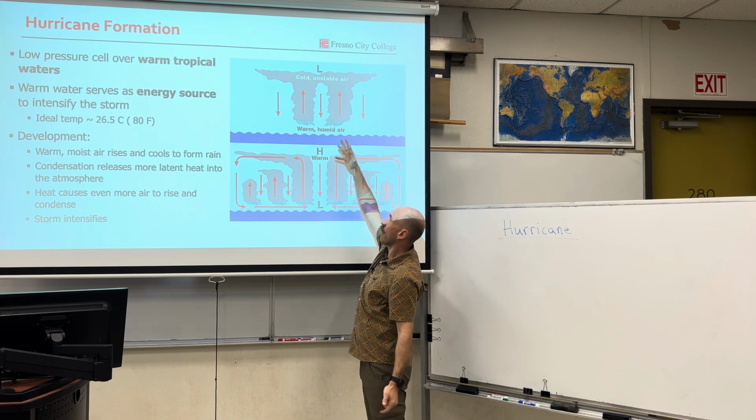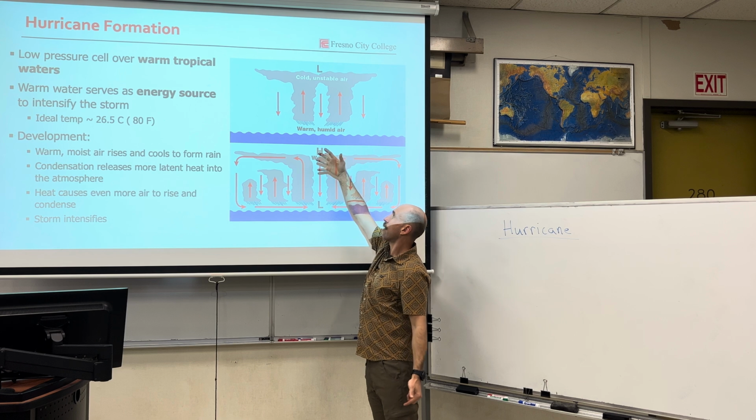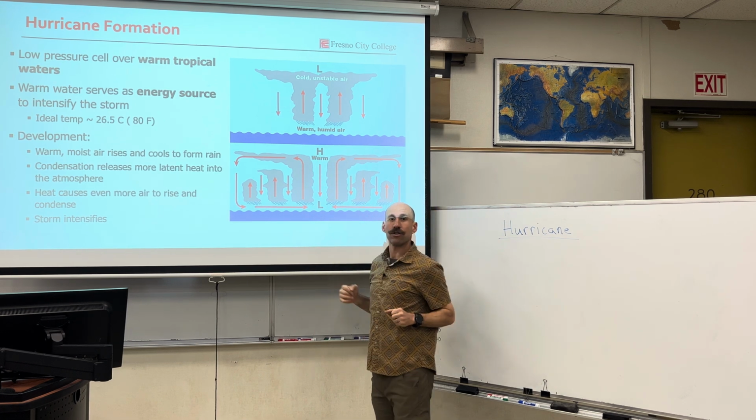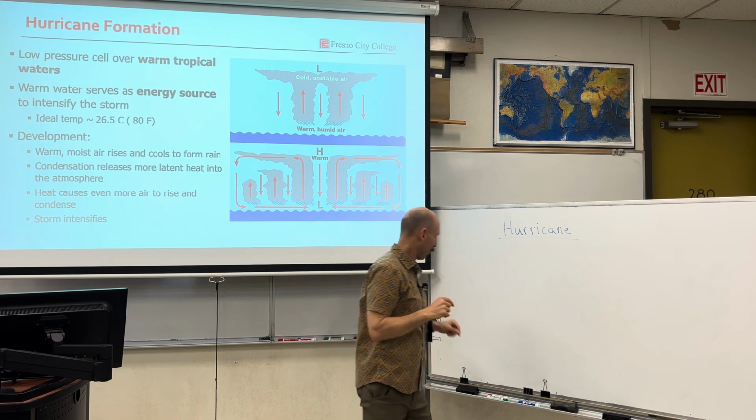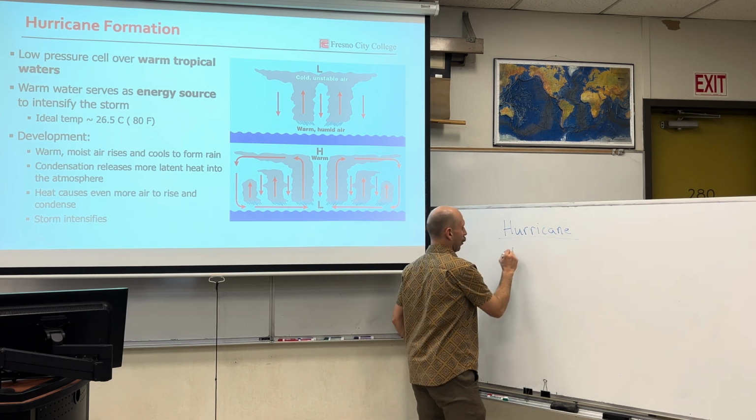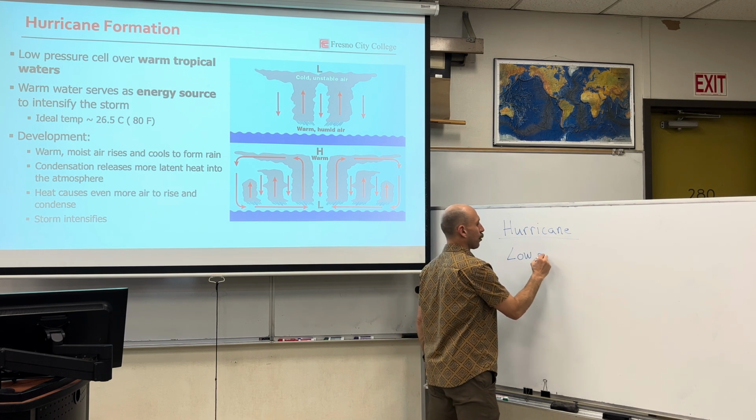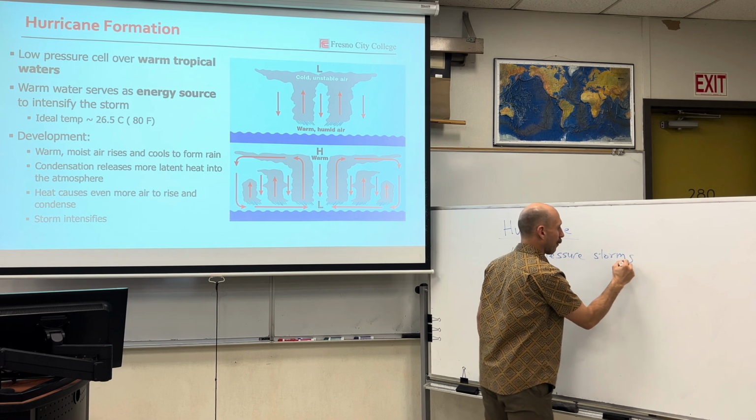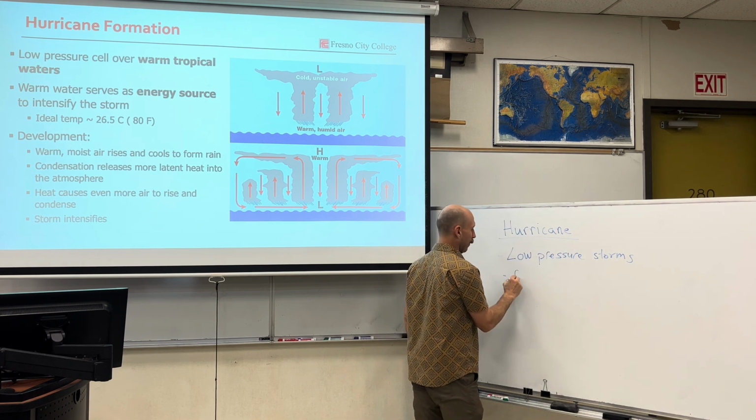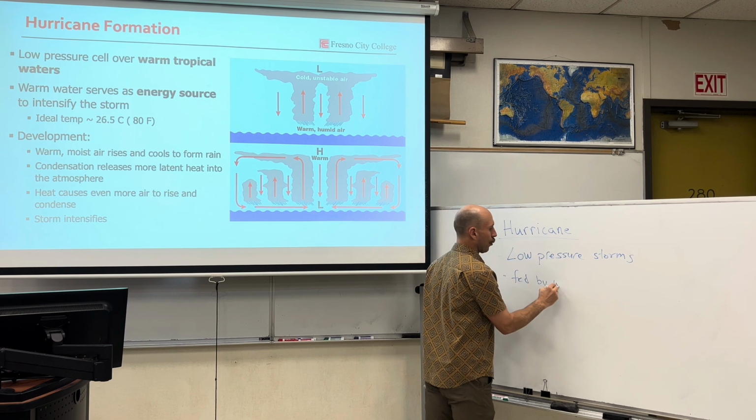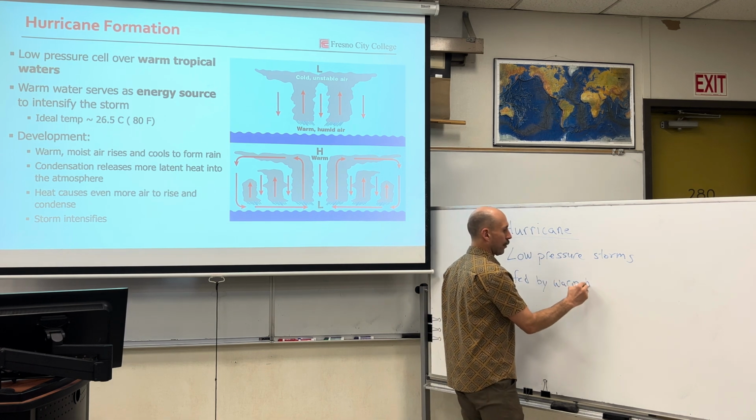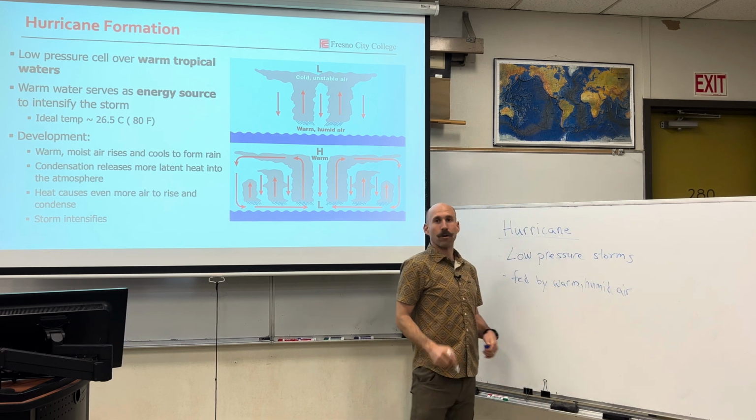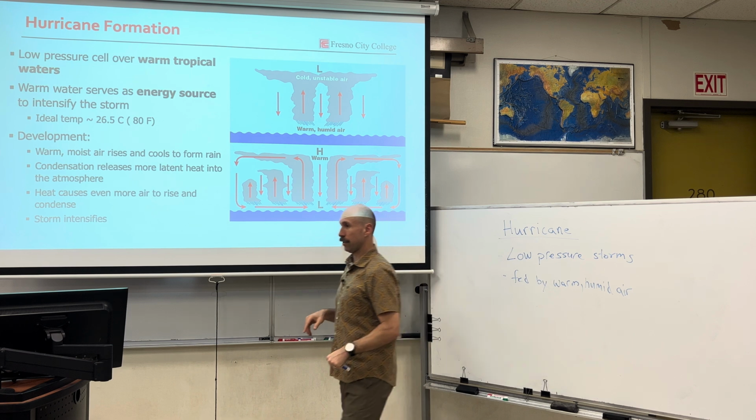The heat causes more air to rise, more air condenses, more rain occurs, and then the storm intensifies and it grows. So hurricanes are low pressure storms. Let's do some keys. I did a lot of arm waving there. Low pressure storms fed by warm, humid air. That warm, humid air generates a hurricane.